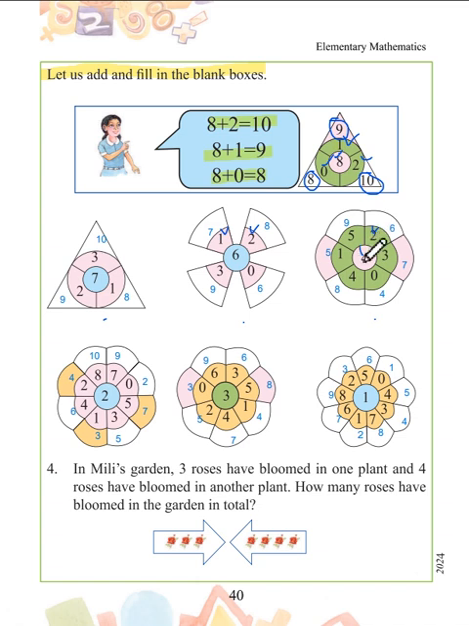4 plus 2 equals 1 2 3 4 5 6. 4 plus 3 equals 1 2 3 4 5 6 7. 4 plus 0 equals 1 2 3 4. 4 plus 4 equals 1 2 3 4 5 6 7 8. 4 plus 1 equals 1 2 3 4 5. 4 plus 5 equals 9.